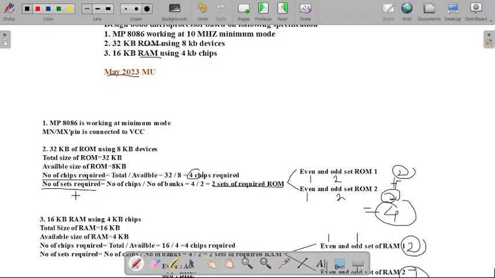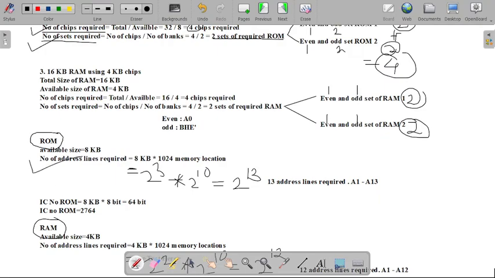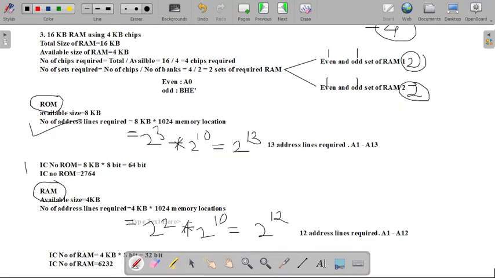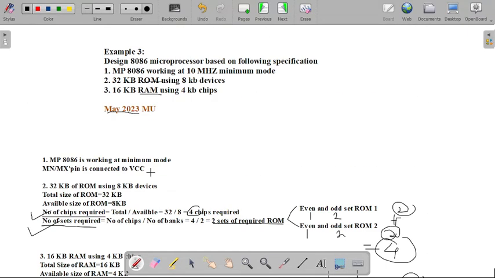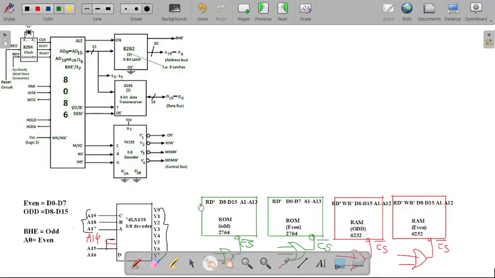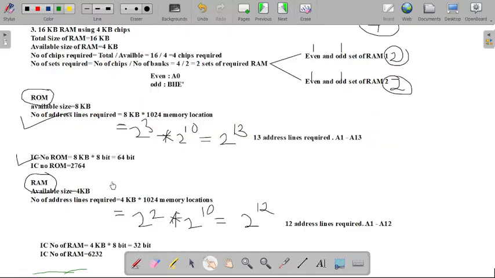In that we have identified the number of chips required, the number of sets required, then the address lines required, and the IC number for our RAM and ROM structure. Now let's begin with the drawing part of our example. So now we have to draw the memory interfacing diagram based on the example that we have already solved. So here you can check the IC number for our ROM and RAM structure.